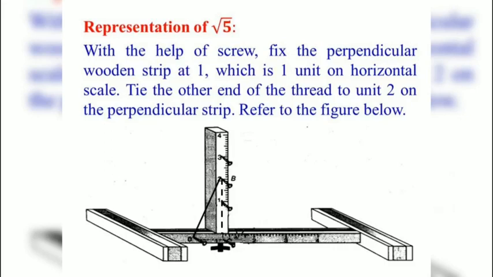So here a right triangle is formed by the thread. The length of the thread is the hypotenuse. So in this right triangle, the base is 1 unit and the height is 2 units. So the hypotenuse will be root 5 units.